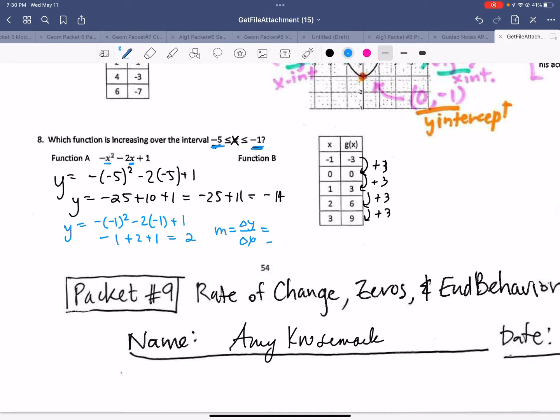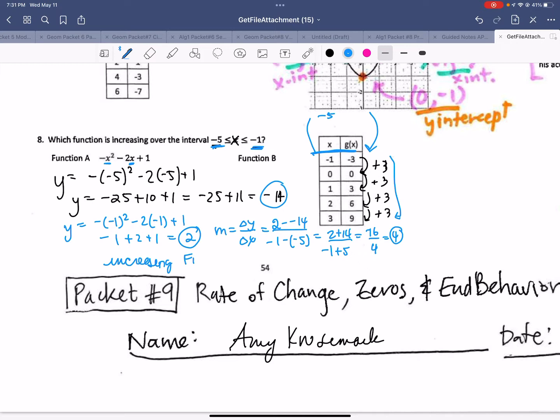So if we look at the interval, change in y over change in x, we know that x changed from -1 to -5, right? And the y changed from 2 to 14. So that would be 2 plus 14, 16. And -1 plus 5, so that's 4. All right, so which function is increasing over the interval from -5 to -1? So although this looks like it's increasing, I can't see where it's increasing from -5 to -1. Does that make sense?